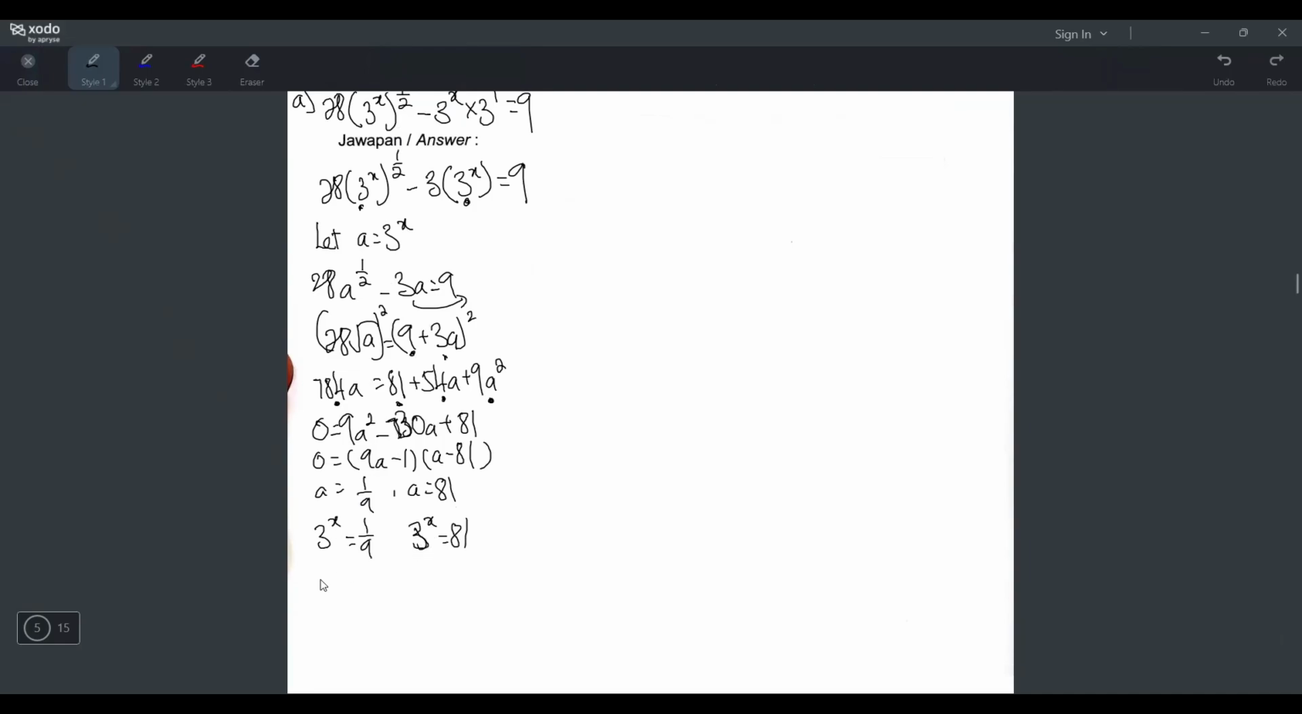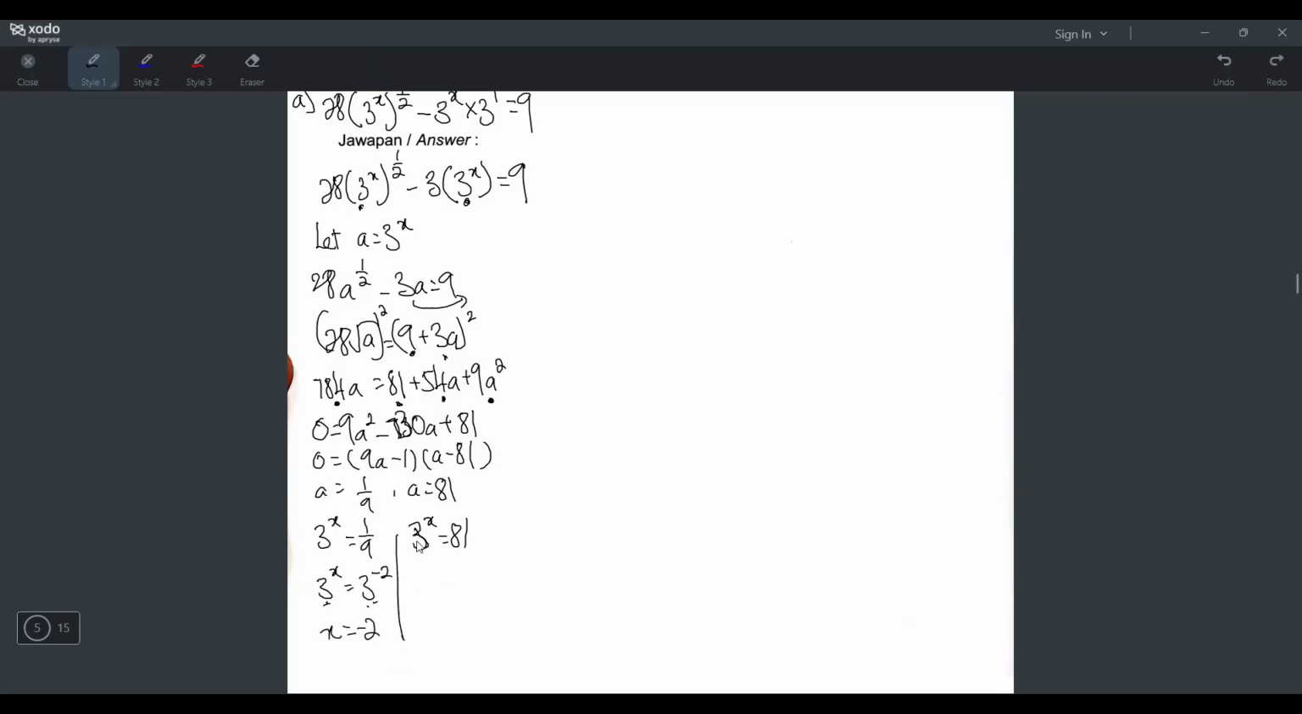So how to find x now? Okay, we all know 9 is 3 power 2. Right? 3 power 2 is 9. But this one is 1 over 9. So you can change to 3 power negative 2. It means you make both sides same base. So 1 over 9 is actually 3 power negative 2. And when both sides are same base already, then you can compare the power. So it's x equals negative 2.